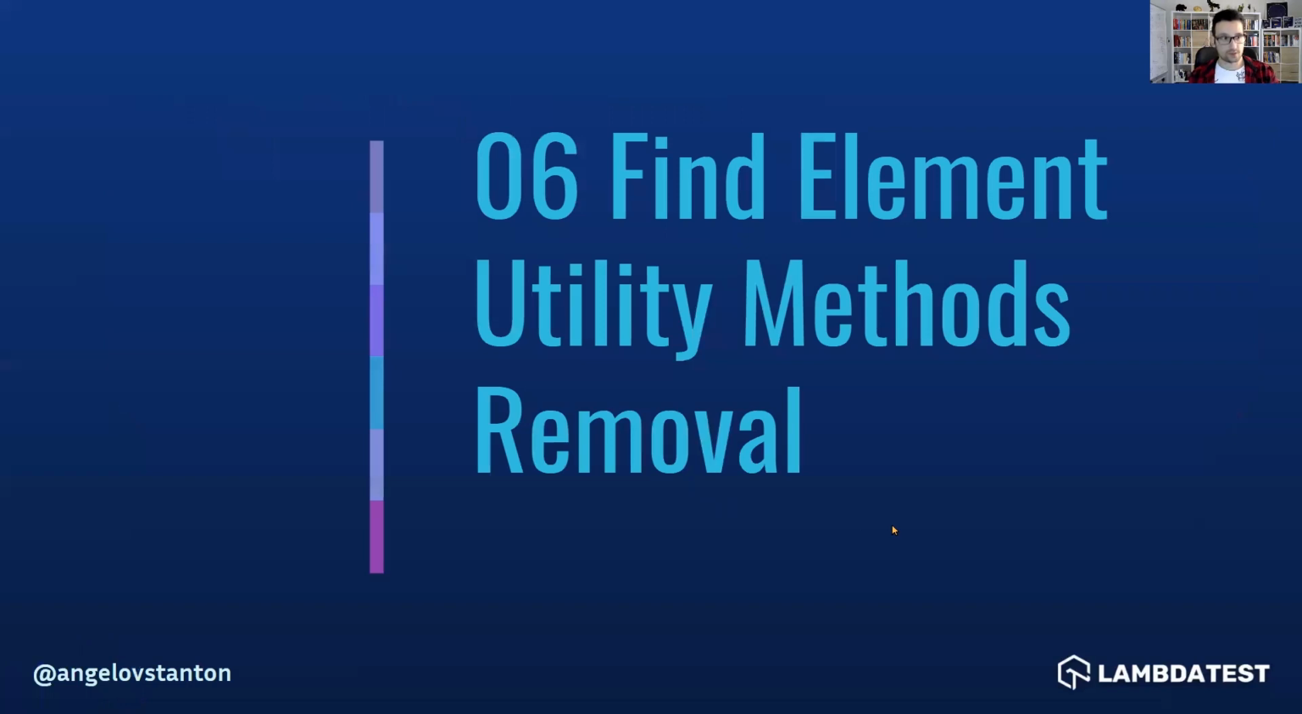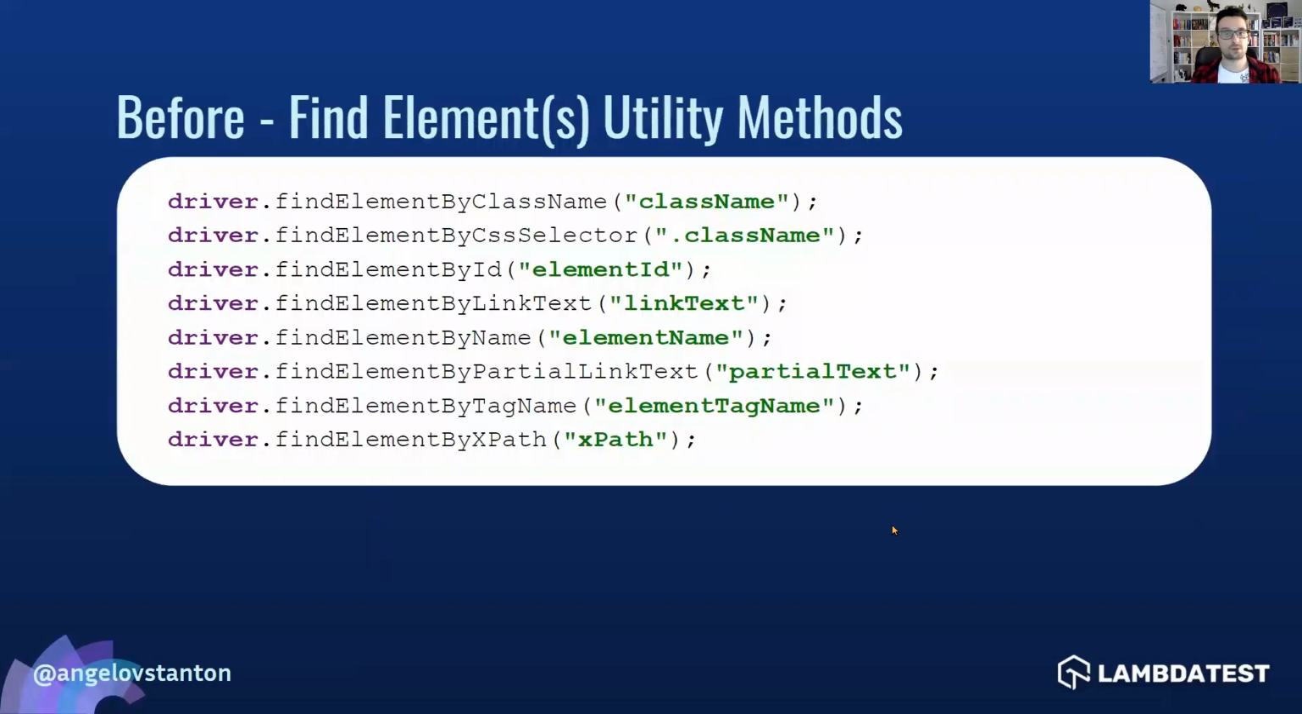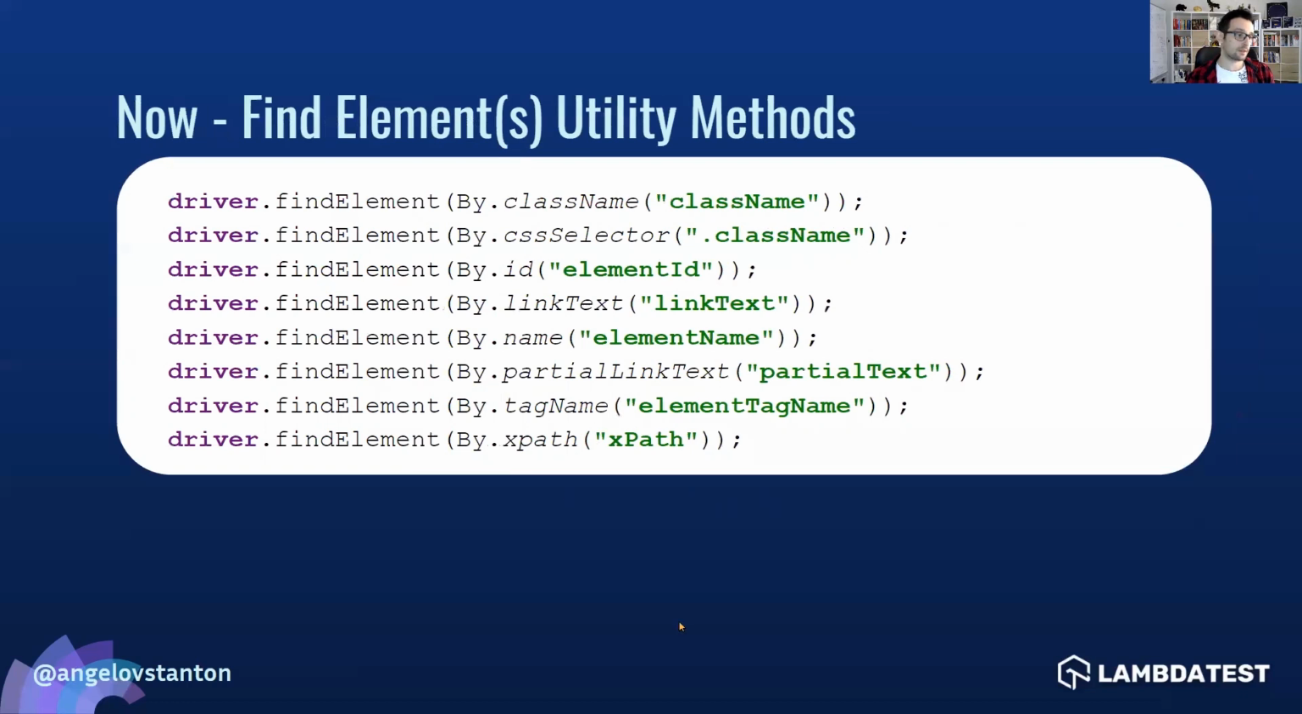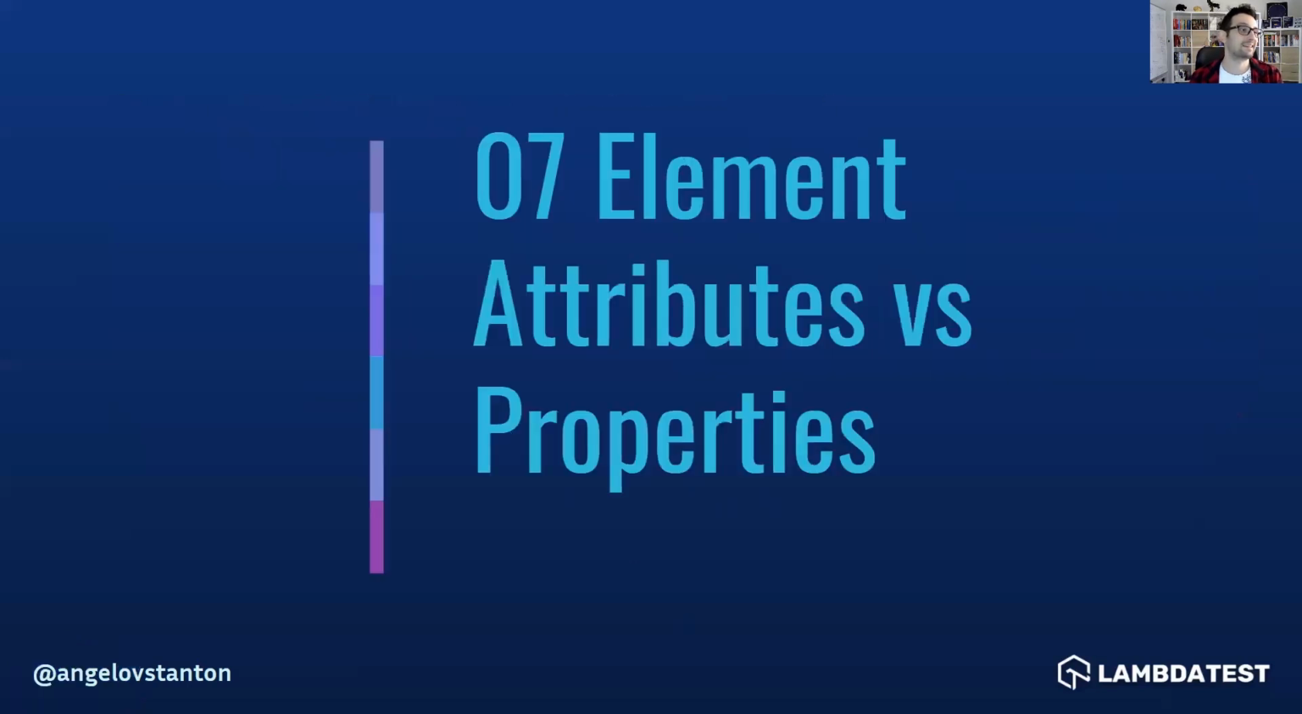The sixth change is that some utility methods have been removed. These utility methods to find elements in the Java bindings have been removed as they were meant for internal use only. So you should use the standard approach using the By class. It is what it is.